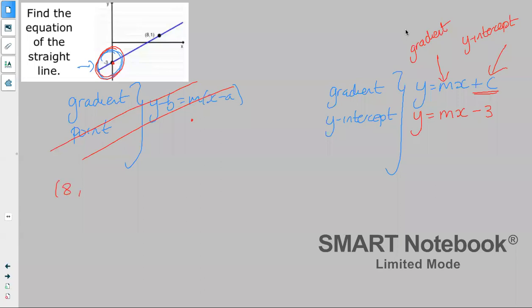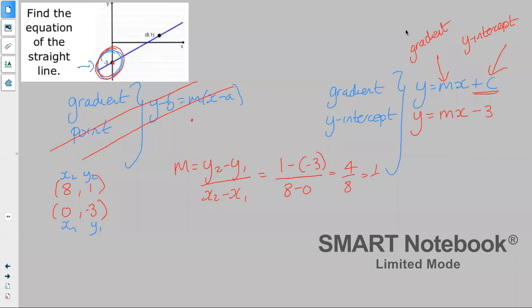You've got two coordinates, (8, 1), and you've got the coordinate (0, negative 3). So you're going to plug all that into your y2 take away y1, over x2 take away x1. Again, I always look at my y values and I always label the bigger ones 2's. So this is my x and my y, and I'm going to label these the 2's. This is my x and my y, and I'll label these ones the 1's. So you've got 1 take away negative 3, all over 8 take away 0, and you've got 4 over 8, which is a half.